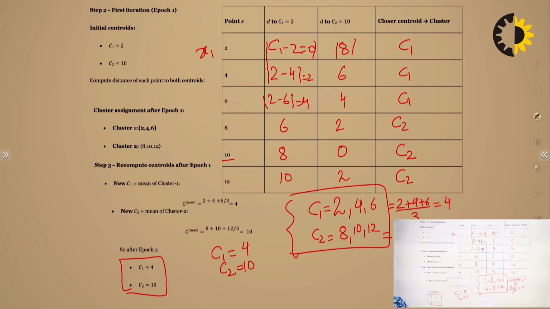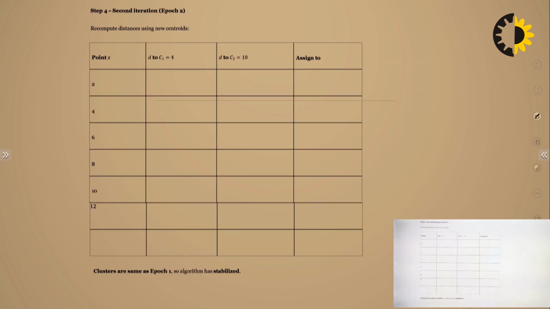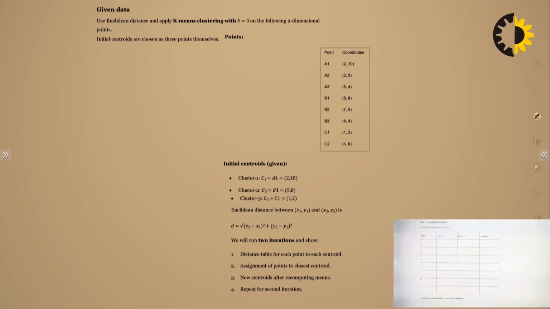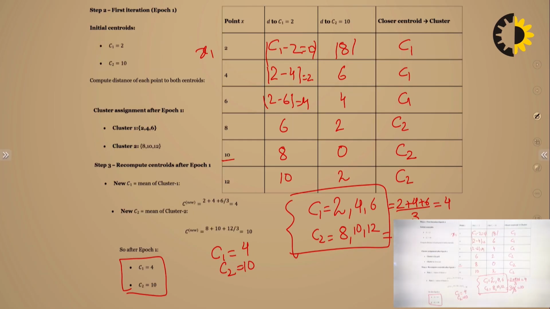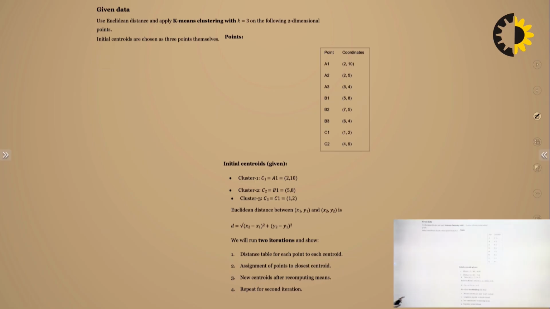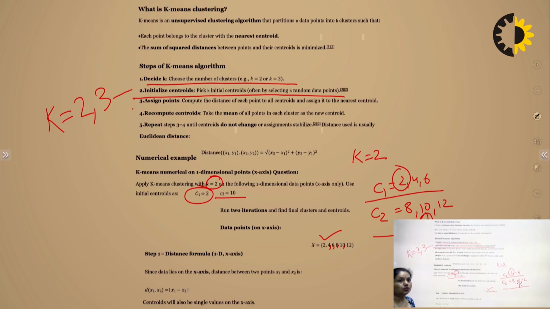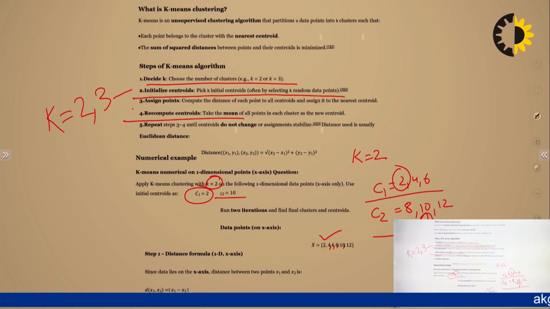We need to go for another iteration when the elements change their clusters. So same as before, we have recomputed the centroid. We may need to go for 3 or 4 stages, but here as we can see there is no change, so we will not go further. We go on until the centroids or the assigned elements are stabilized. We will not go for another iteration.